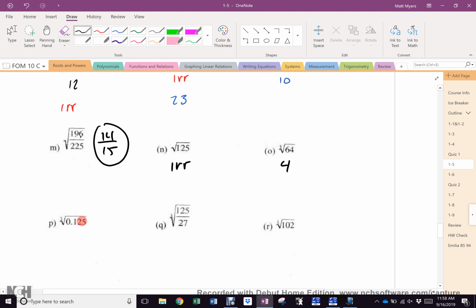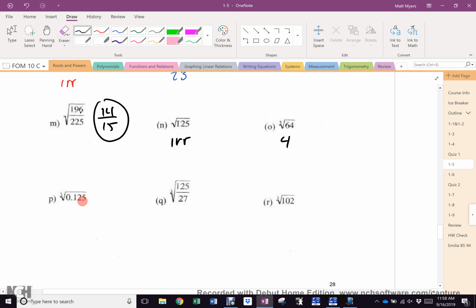This one's tricky. What's on our cube root list? 125 is on our list, isn't it? But is this 125? No, it's 125 over 1,000, right? But 125 is on our list. It's 5. Cube root of 125 is 5. What's cube root of 1,000? 10. What's 5 over 10?